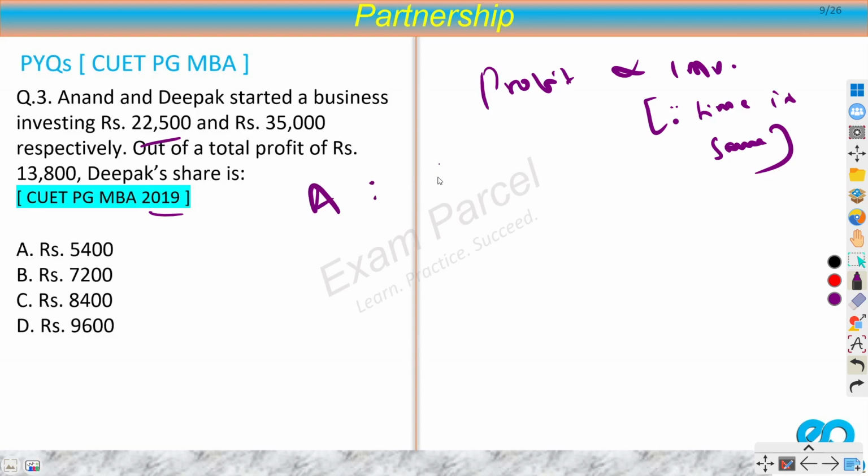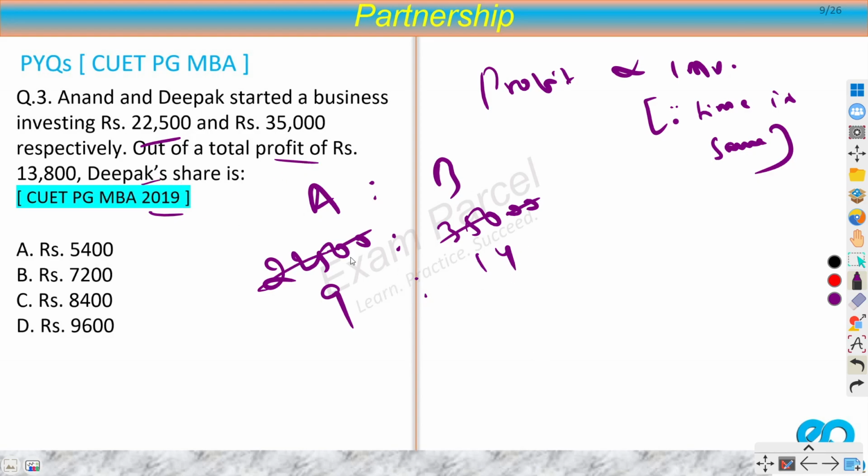So the ratio of profit for A and B would be the simple ratio of their money invested. So we can cancel this out. This would cancel out from 22.5 and 35, and this would be 9 is to 14. I hope I'm correct. Now Deepak's share is, okay, Anand and Deepak, this is Deepak. Out of a total profit of rupees 13,800, Deepak's share is. So I think I've made a slight mistake here.